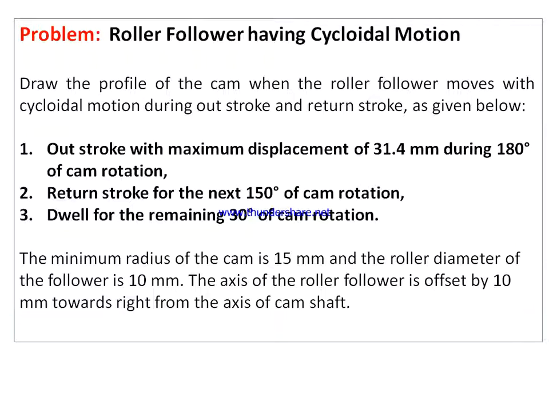Now the minimum radius of the cam is 15 mm and the roller diameter of the follower is 10 mm. The axis of the roller follower is offset by 10 mm towards the right from the axis of the shaft. Right? So for this given information, we shall see how the displacement diagram and the cam profile can be constructed for the cycloidal motion of the follower.